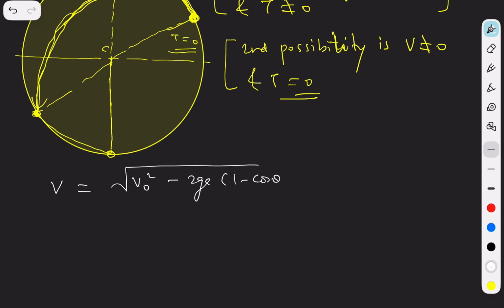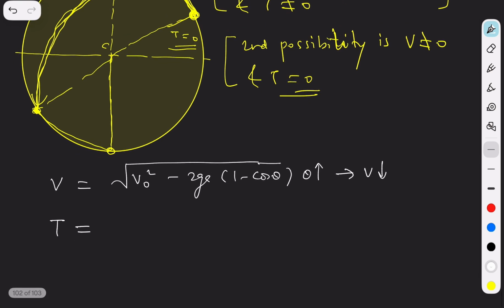So guys, velocity is decreasing this way, because as theta is increasing, the v is going to decrease in magnitude. This is going to happen. Now guys, the tension at any general point of time will be mg cos theta plus mv square by L. This we have derived.